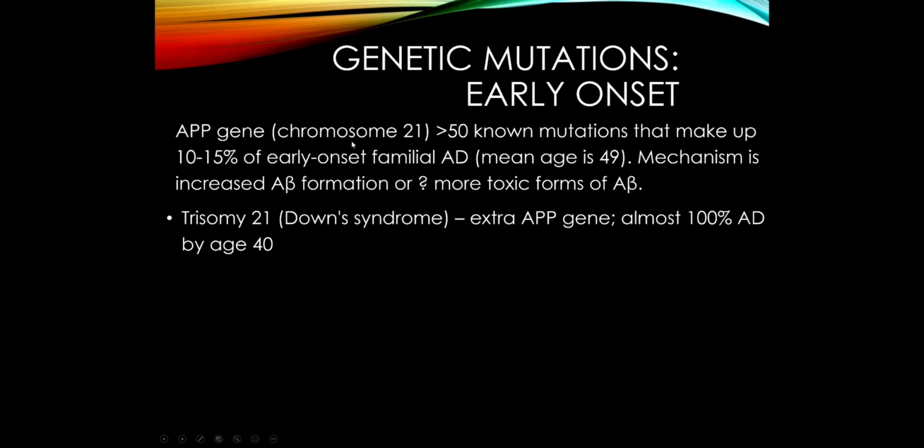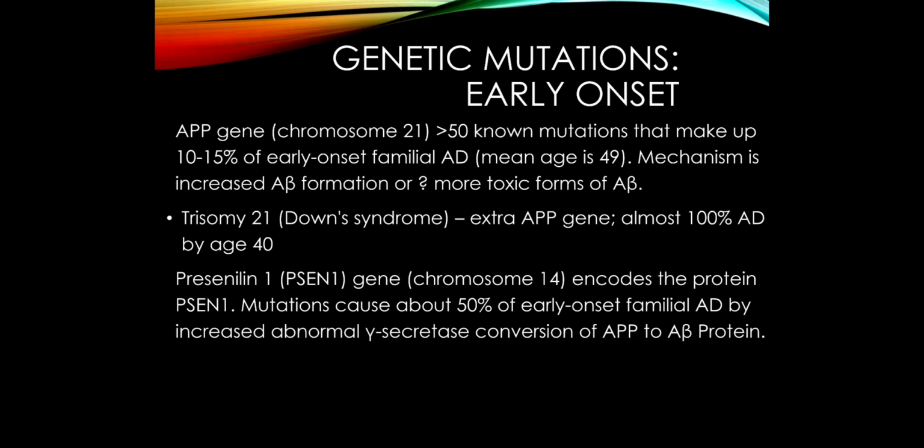And so the mechanism here of the mutations are either increased formation of amyloid beta protein or perhaps a more toxic form of the amyloid beta protein. Trisomy 21 or Down syndrome, of course, we have an extra amyloid precursor protein gene. And so individuals with Down syndrome, almost 100% will have Alzheimer's dementia by age 40.